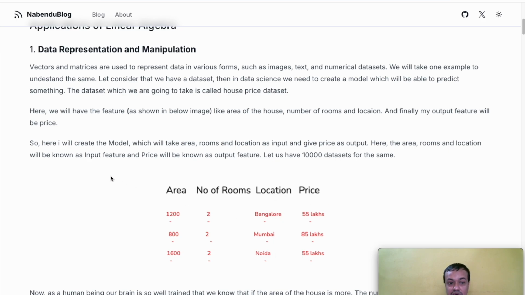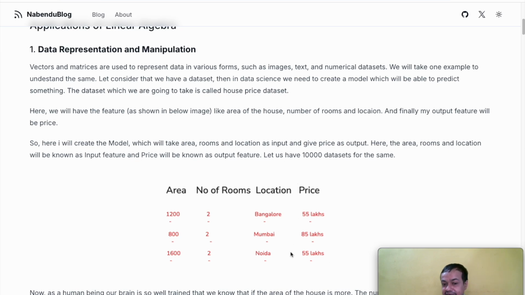As you can see, the area is 1200 square feet, as we use in India, with two rooms. The location is Bangalore, and it will cost you 55 lakhs. Same thing, 800 square feet, area is less, two rooms, Mumbai, because we know Mumbai is costly, 85 lakhs. Similarly, 1600 square feet in Noida, which is a bit cheaper than these two cities, 55 lakhs. I'm just estimating this. These are not real numbers.